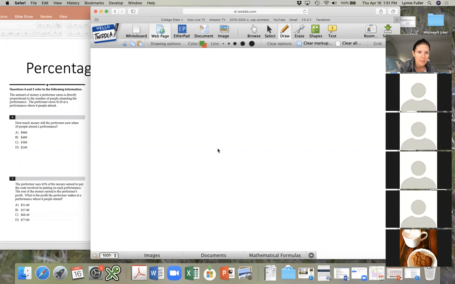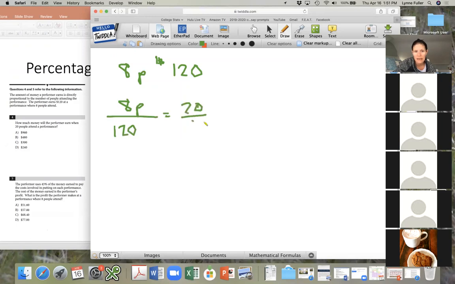The amount of money a performer earns is directly proportional to the number of people attending the performance. The performer earns $120 at a performance where 8 people attend. So if you have 8 people, you earn $120. Okay, awesome. How much money will the performer earn when 20 people attend? Okay, so guess what? This one's a proportion. 8 people is to 120, as 20 is to X, cross multiply and divide, which would be $300.